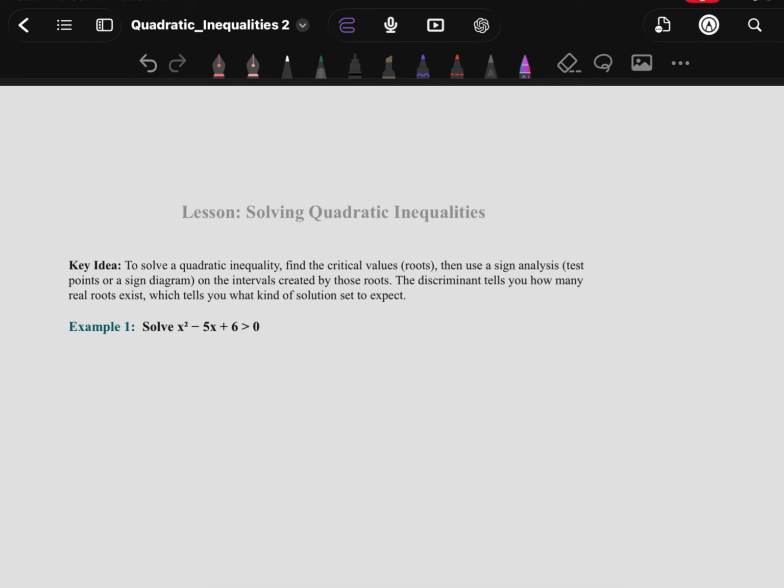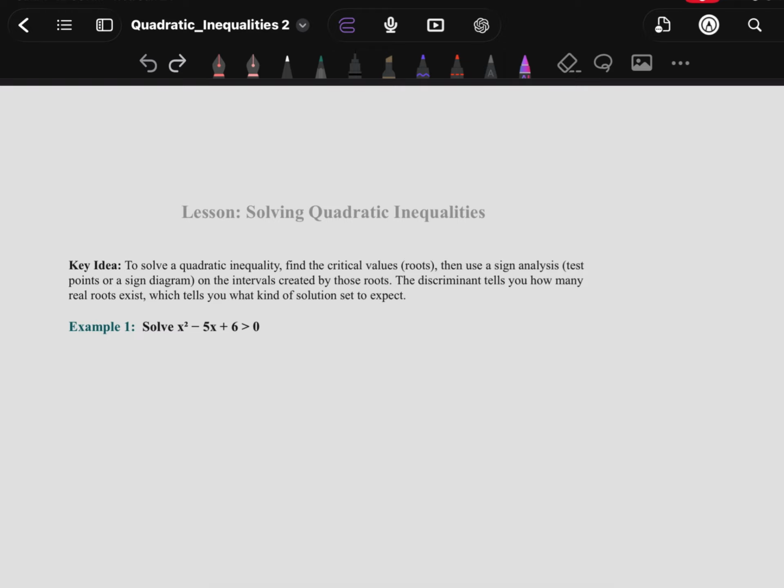In this case, you need to always find the critical roots by solving the quadratic first. Then you need to test the points or use sign diagrams on the intervals that are created by the roots. Then we also have the discriminant, and this is essentially what lets you see whether real roots exist or not, and tells you what kind of solutions you are set to expect. So let's first of all do this with our first example here.